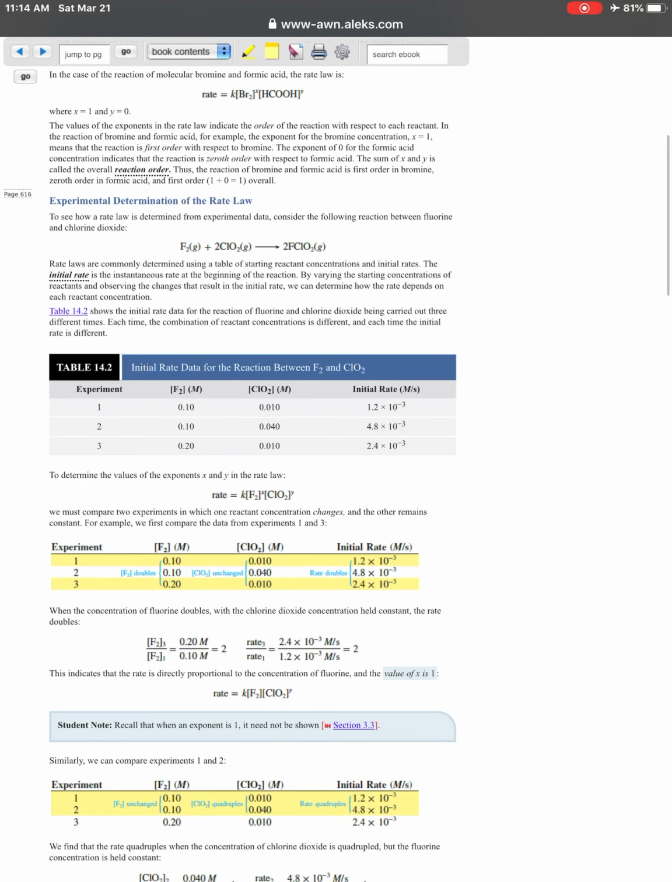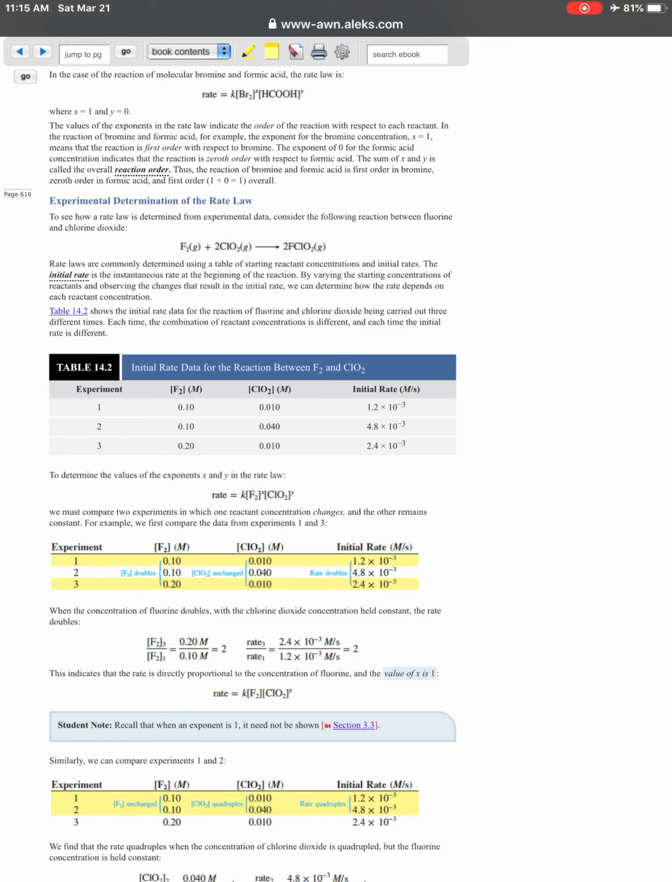Experimental determination of the rate law. To see how a rate law is determined from experimental data, consider the following reaction between fluorine and chlorine dioxide. So we're now going to look at a different reaction, okay? We're going to leave behind the reaction that we were just looking at. F2 gas plus 2 ClO2 gas, so that's fluorine and chlorine dioxide, form 2 FClO2 gas. That's fluorochlorine dioxide, 2 of them. Rate laws are commonly determined using a table of starting reactant concentrations and initial rates.